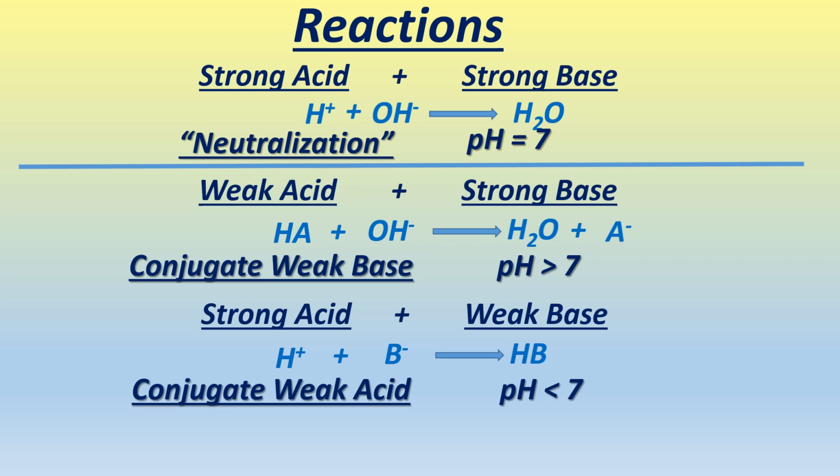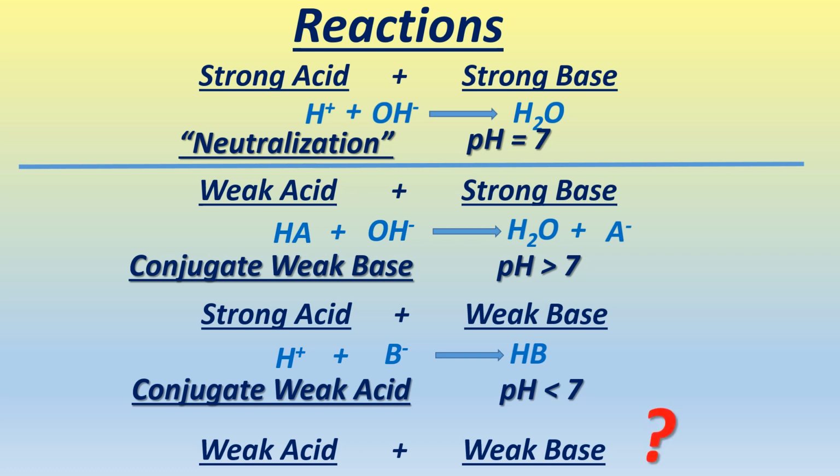The final possibility, a weak acid plus a weak base, gives something completely new. A weak acid plus a weak base gives something that's called a buffer, which will be the subject of the next video in this series. One thing to notice in these reactions is that weak never gets converted to strong. A weak acid is reacted to give the conjugate weak base. A weak base reacts with a strong acid to give the conjugate weak acid.